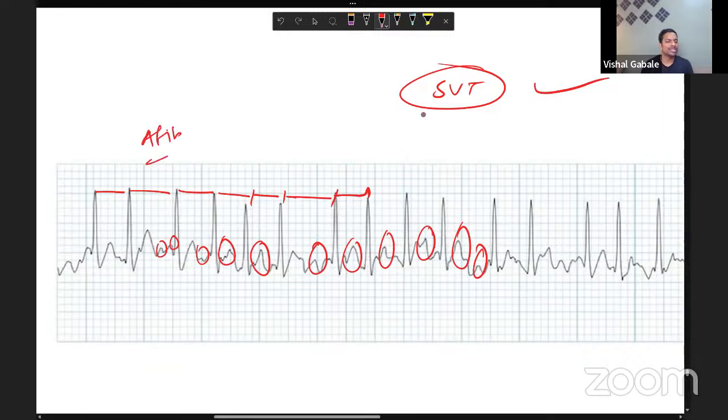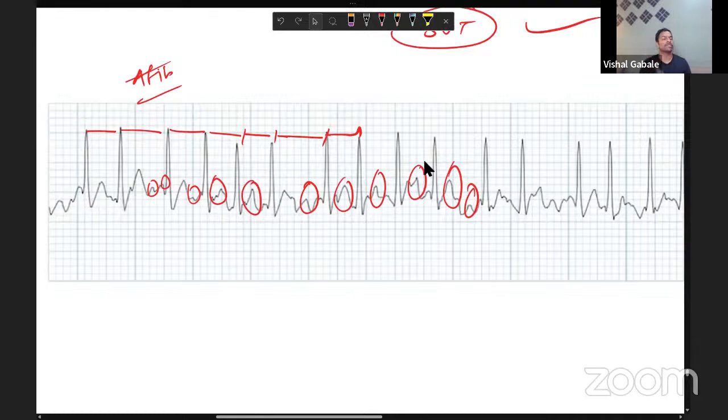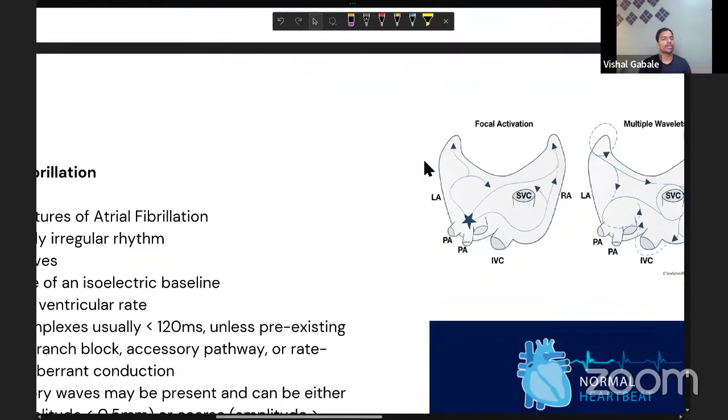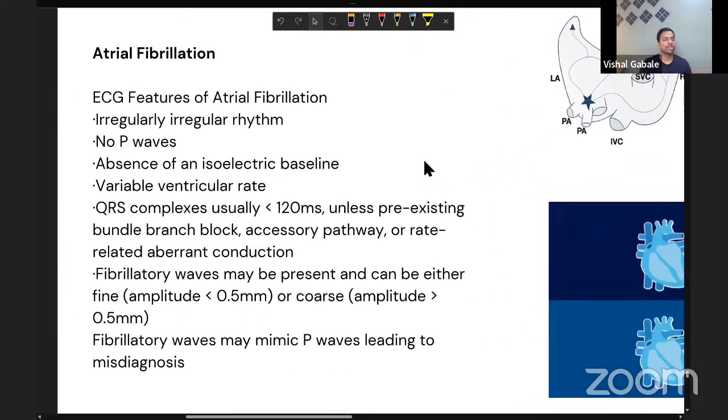Why? Because see, this RR interval is irregular, and that itself is a big clue. In multifocal tachycardia, your RR interval is also irregular, but the P waves can be clearly differentiated in that. So let's quickly discuss atrial fibrillation.